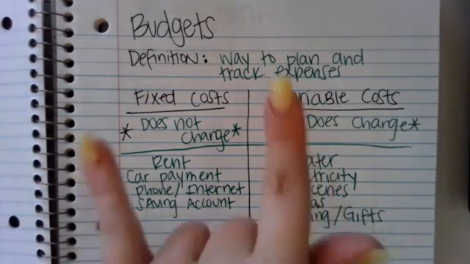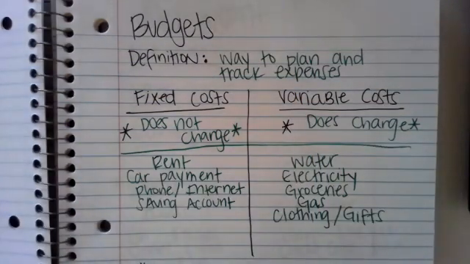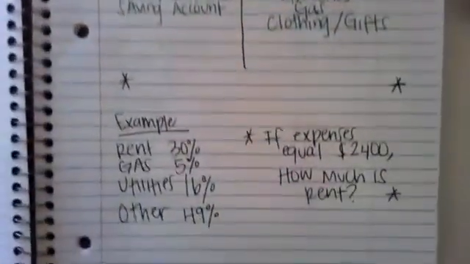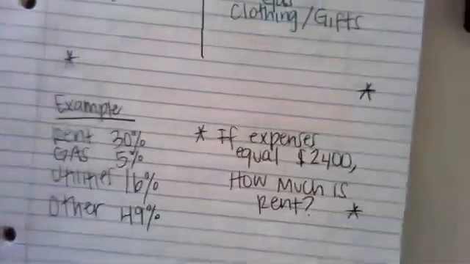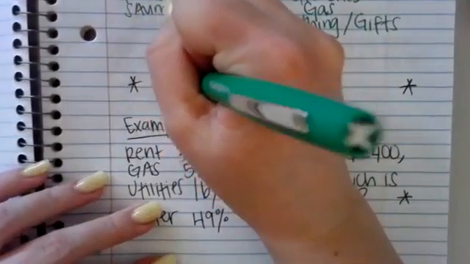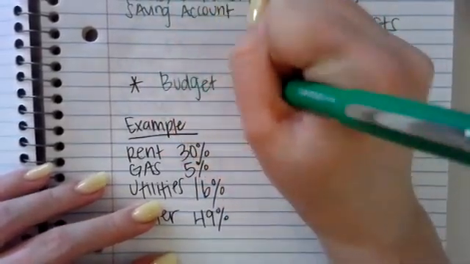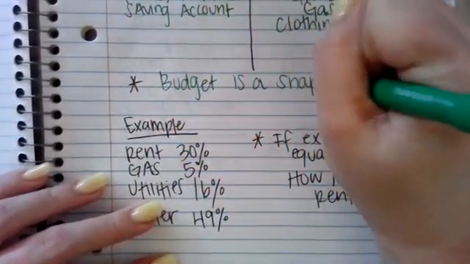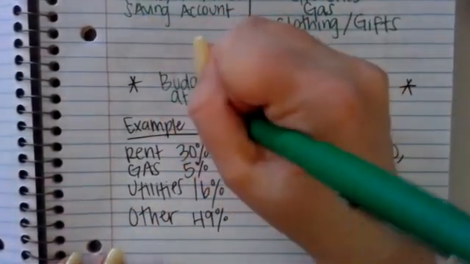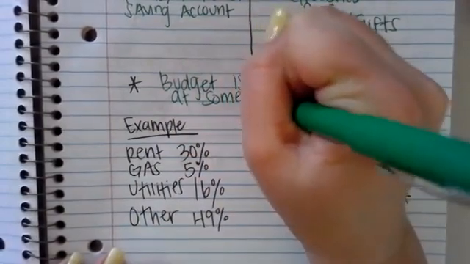So these are just examples of fixed and variable costs, but both of these kind of costs make up a budget. So a lot of times what you're going to see is what's called a snapshot. So a budget is a snapshot, just a quick look at someone's finances.